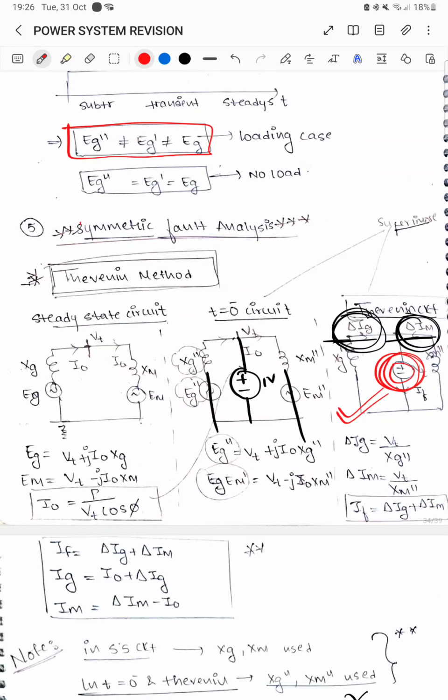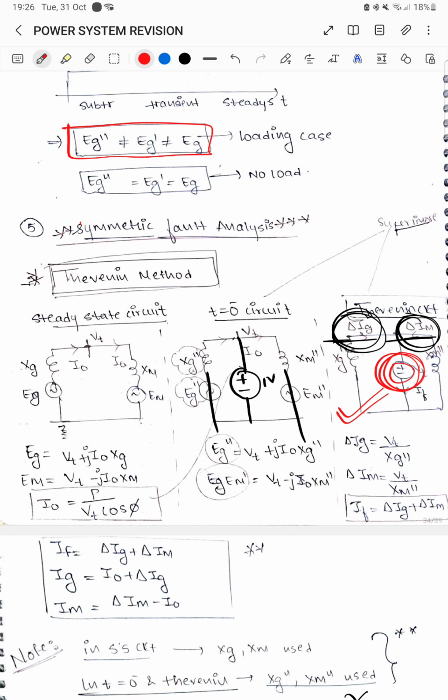In that case, we will be making 3 circuits: the steady state circuit, the t equals 0 minus circuit, and the Thevenin circuit. In steady state, everything will be normal. From that, we will try to find I naught. In the t equals 0 minus circuit and Thevenin circuit, we will be replacing everything with Xg double dash, Xm double dash. The t equals 0 minus circuit will be used to find Eg double dash and Em double dash if required, and the Thevenin circuit is used to find the fault current.